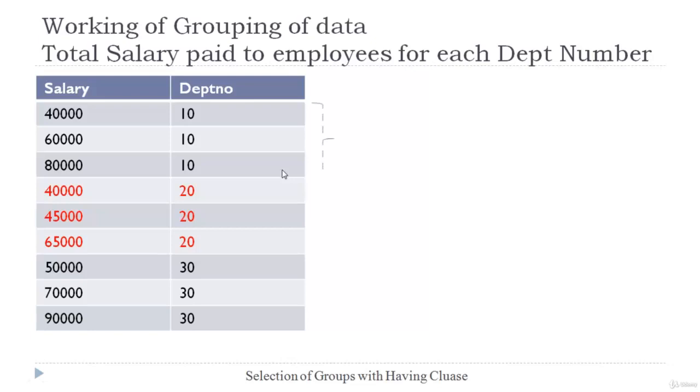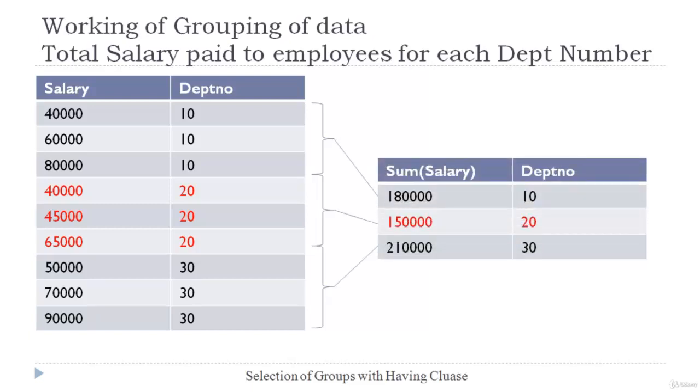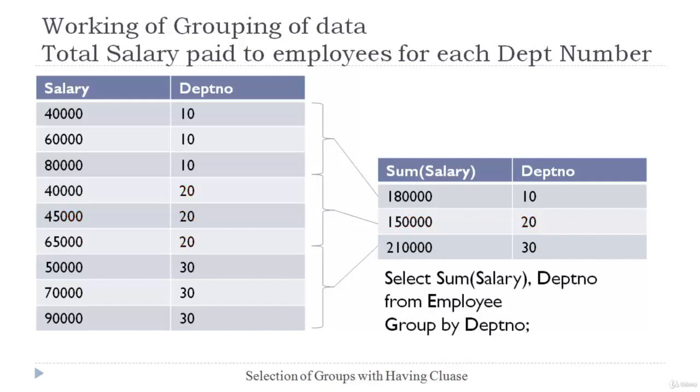Here three groups will be formed, one for department number 10, another for department number 20, and third for department number 30. Then after creating these three groups, the sum(salary) function will be applied to each group to find the total salary corresponding to each department. And the query to perform this operation is select sum(salary), department_number from employee group by department_number.